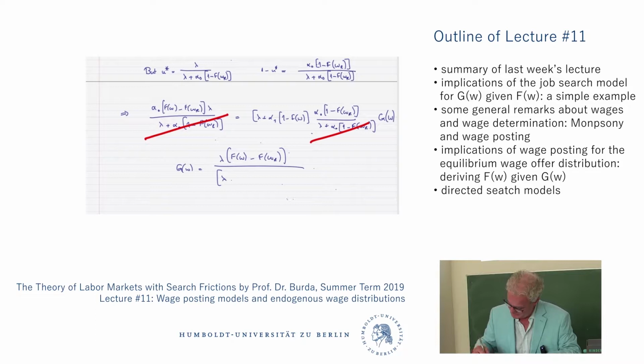Okay, so we have the alpha 1 parameter showing up. That's the incidence of on-the-job offers. And then F of W.